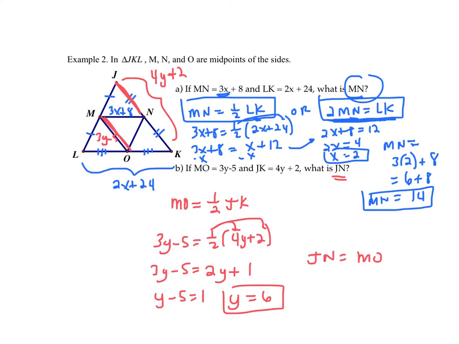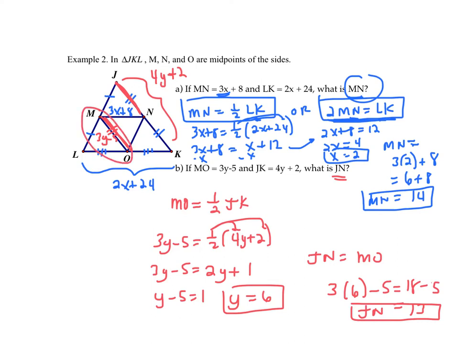So let's plug in 6 for y into line segment MO. So we need to do 3 times 6 minus 5, or 18 minus 5. And I wrote 15, so let's fix that. 18 minus 5, which gives me 13. JN is equal to 13. And again, I can tell that these two segments are congruent because MO is equal to half of this third side, JN is also equal to half of that third side.